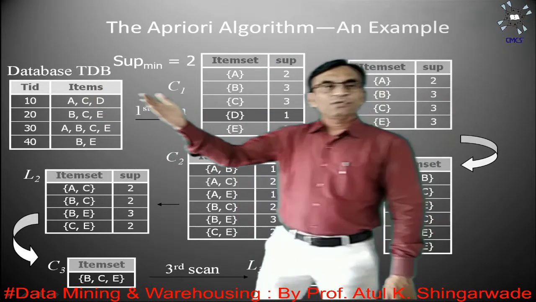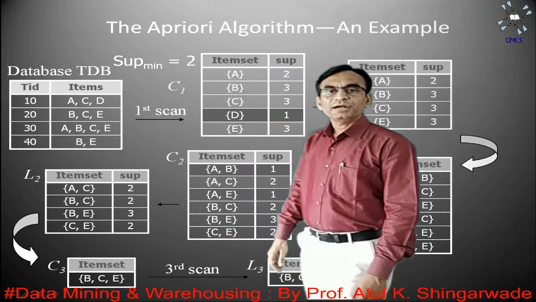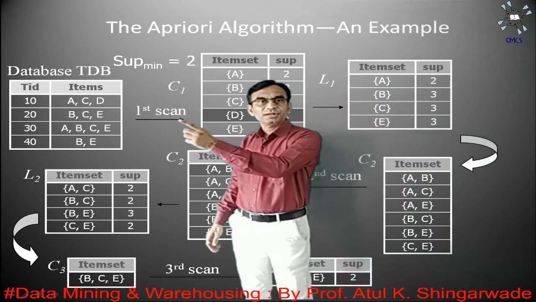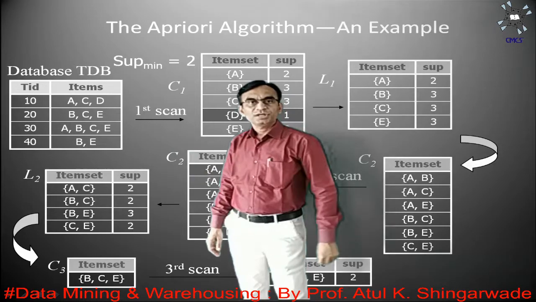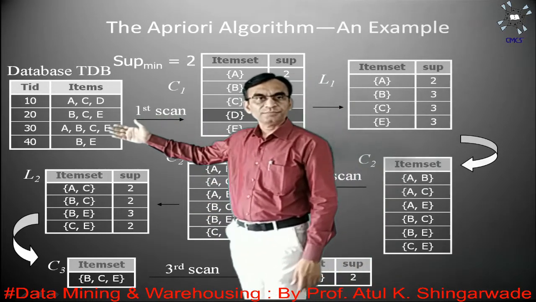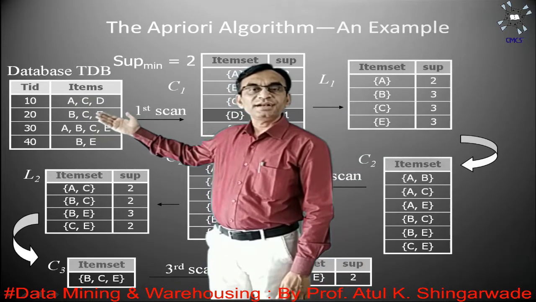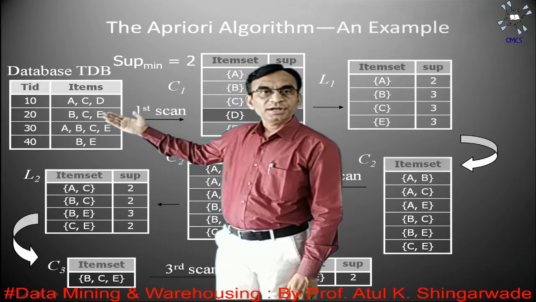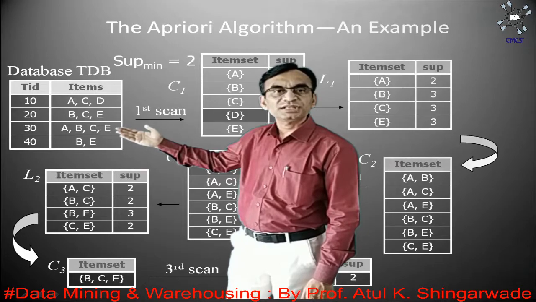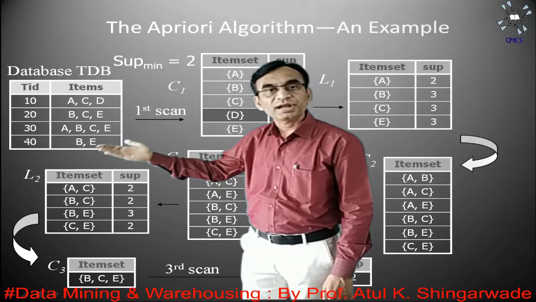Here, 4 transactions are recorded, given as transaction number 10, 20, 30, and 40. In transaction number 10, we have A, C, and D. These 3 items are purchased. In transaction number 20, we have B, C, and E. In transaction number 30, there are 4 items, and in transaction number 40, we have 2 items that are purchased.